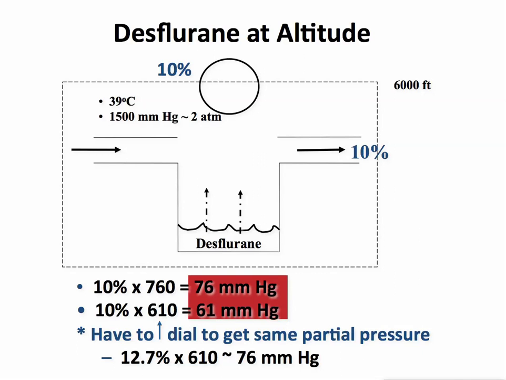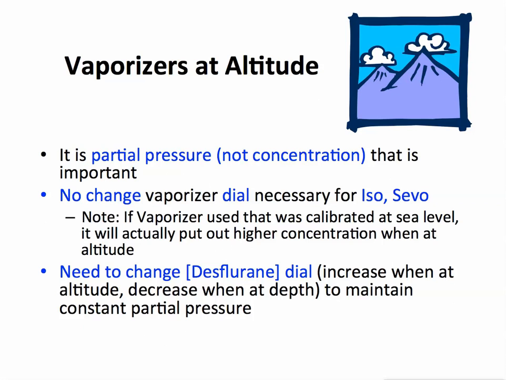So when you go up to altitude, you don't have to change the vaporizer dial for ISO or SEVO, because it's partial pressure, not the concentration, that is important. But you do need to change the desflurane vaporizer dial. You'd have to increase it to maintain the same partial pressure delivered when you go up to altitude, and you'd have to decrease it if you went to depth, i.e. down underwater in a submarine, for example. I don't think many of you will be delivering vaporized desflurane or isoflurane in a submarine, but it just illustrates the concepts of partial pressure and knowing vapor pressures.